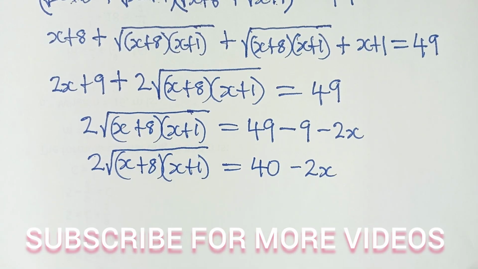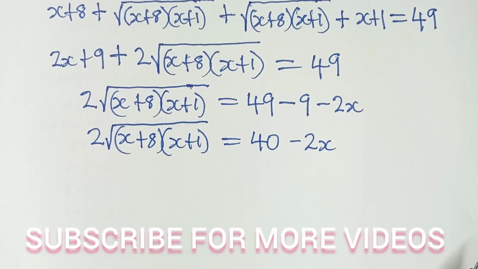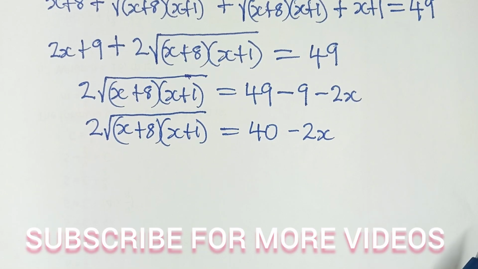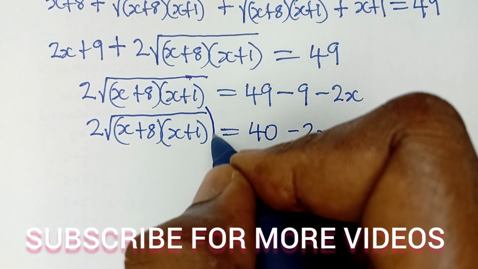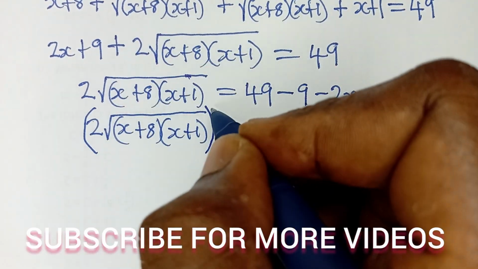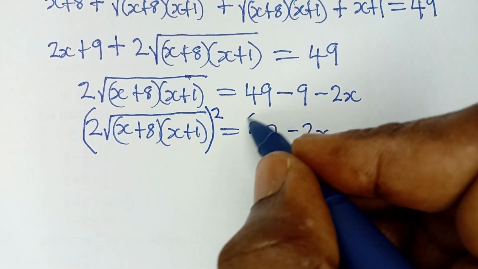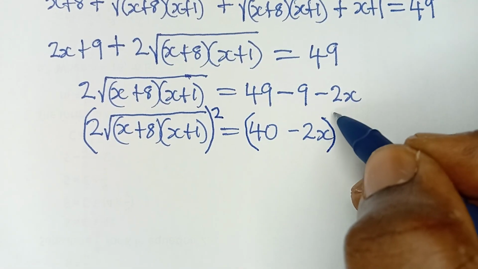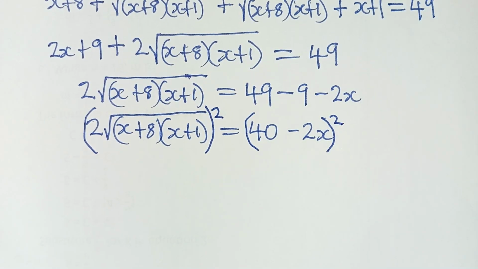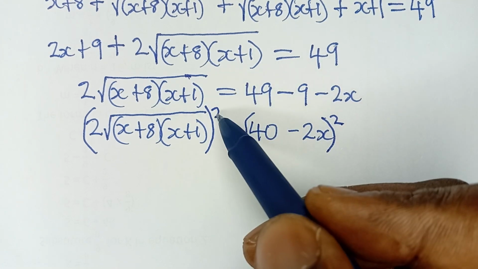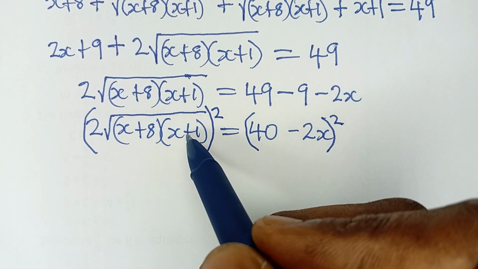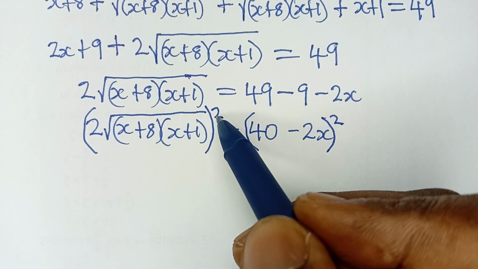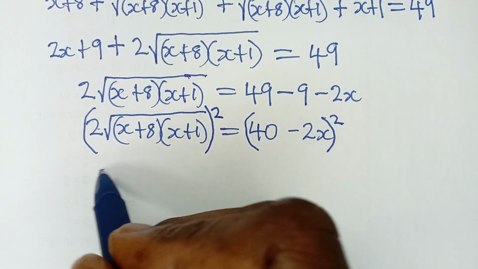So the best thing for me to do again, in order to remove the root sign, is to square both sides of the equation again. So I'm simply going to square this, then I also square this part. I square both sides of the equation again. And now, don't forget, this square affects whatever is inside the bracket. So this square affects 2 and gives me 4.